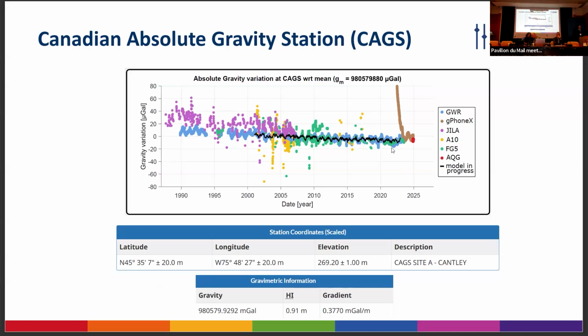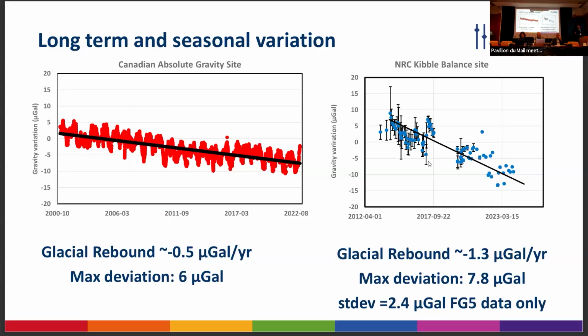They stopped using the superconducting gravimeter a few years ago and have bought this Gphone X as a substitute. Initially, it wasn't in great shape, but it's giving better results now. And this is the AQG measurement here, the atomic gravimeter they've just purchased, and it's giving reasonable results. But you can see there's variations in time, and this is seasonal variations. We'd like it to be periodic. It's not perfectly periodic, but there's definitely some periodicity to it.